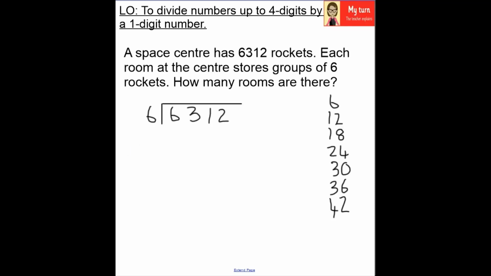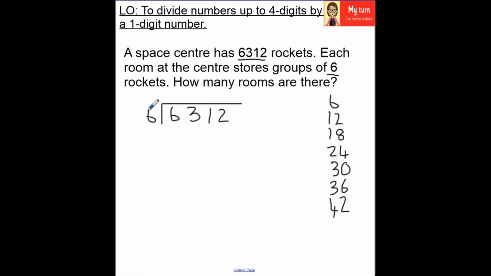Okay, our first question. A space centre has 6,312 rockets. Each room at the centre stores groups of 6 rockets. How many rooms are there? So the key information. Underline 6,312 and 6, as this is my turn, I'm showing you how to do it. I have laid out my bus stop method because I'm dividing 6,312 by 6, and I've also done my jottings of the 6 times tables down the side.